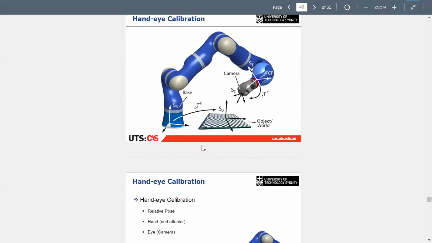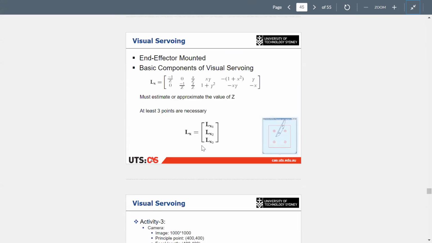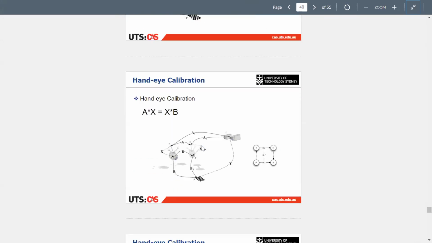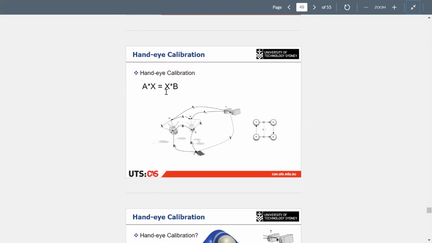Yeah. And is that relating to that one equation? This AX equals XB equation. Okay. Yes, that's a hand-eye calibration.